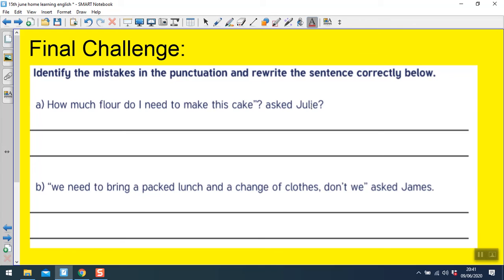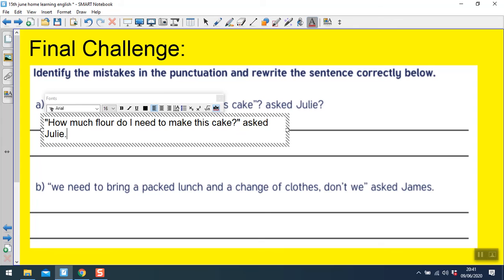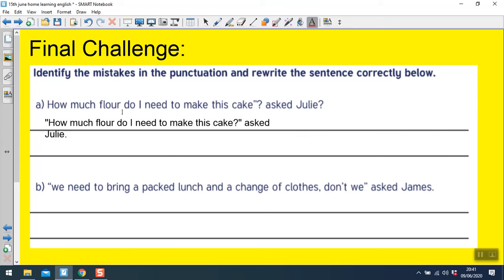So thinking about what Julie actually says, she says, "How much flour do I need to make this cake?" So I need my inverted commas first, capital letter. "How much flour do I need to make this cake?" And my question mark goes inside the inverted commas, so close inverted commas, asked Julie, full stop. "How much flour do I need to make this cake?" Question mark, close inverted commas, asked Julie, full stop.